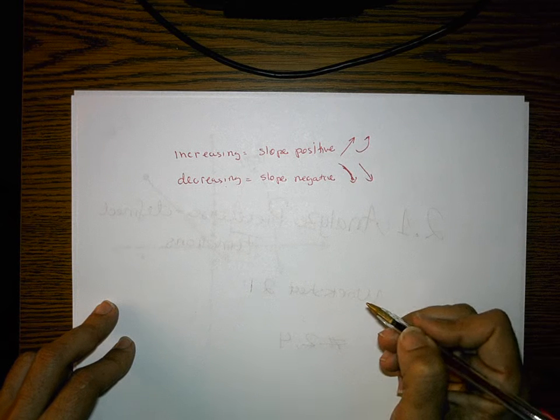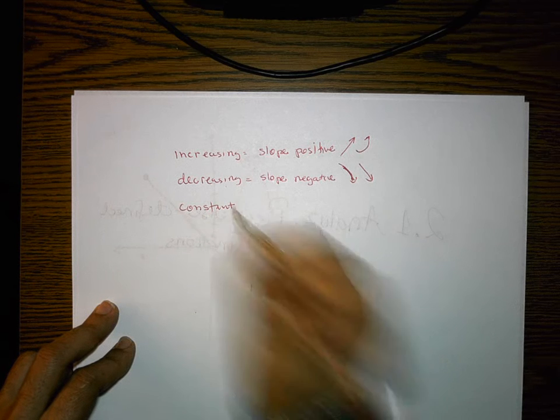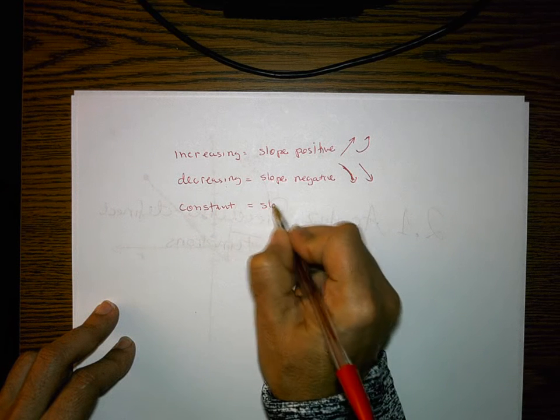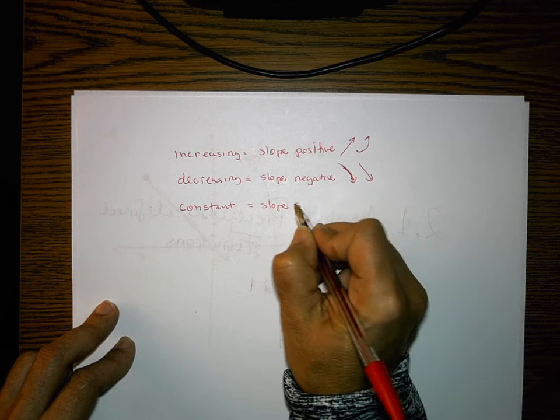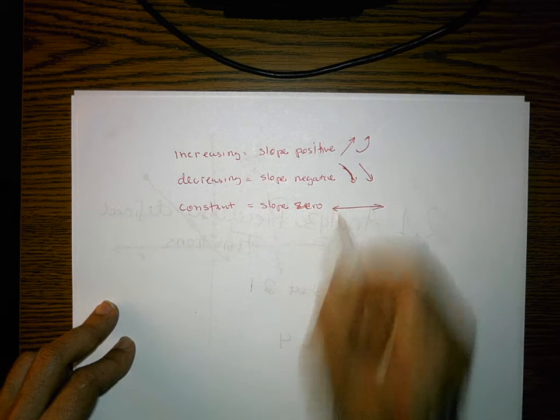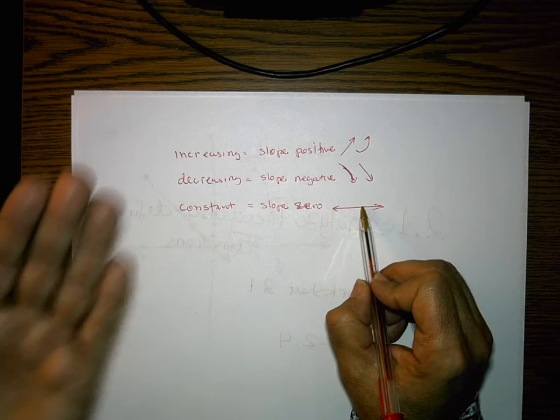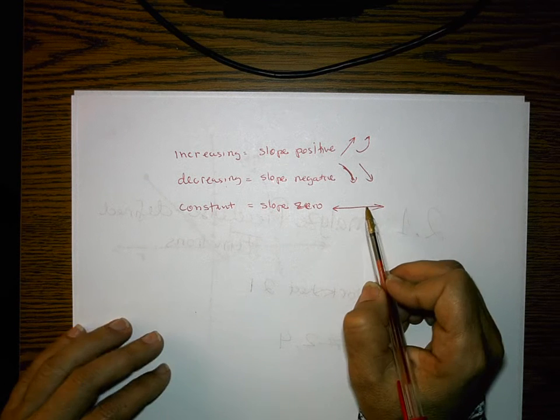Okay, and constant, a portion of the graph that is constant, the slope is 0. We have a zero slope. So constant graphs are like this shape. There's no incline or decline, it's just a 0 slope.